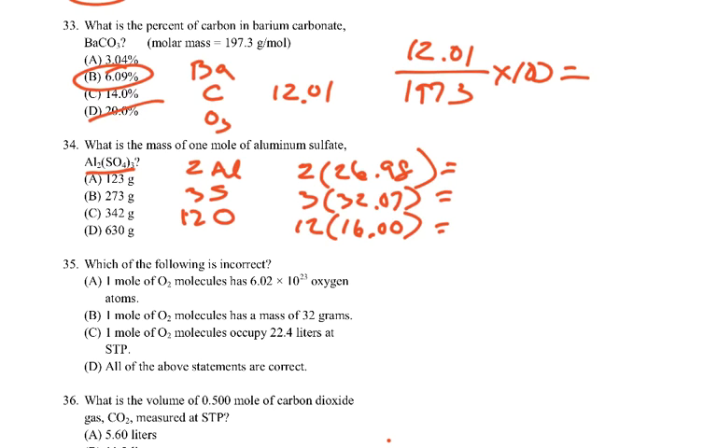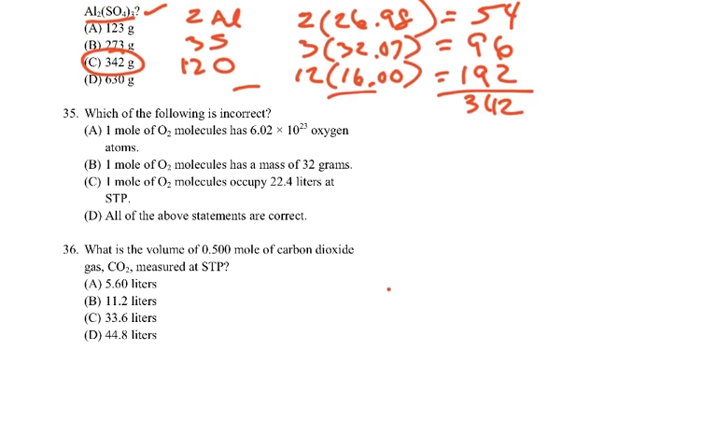So 2 times 27 would be 54. 3 times 32 would be 96. And 12 times 16, well 10 times 16 would be 160 plus 32, so 192. And if I add all those together, I get answer C, 342. So it's definitely a math problem, but it's, do you know what a formula means, and then can you go through these steps?